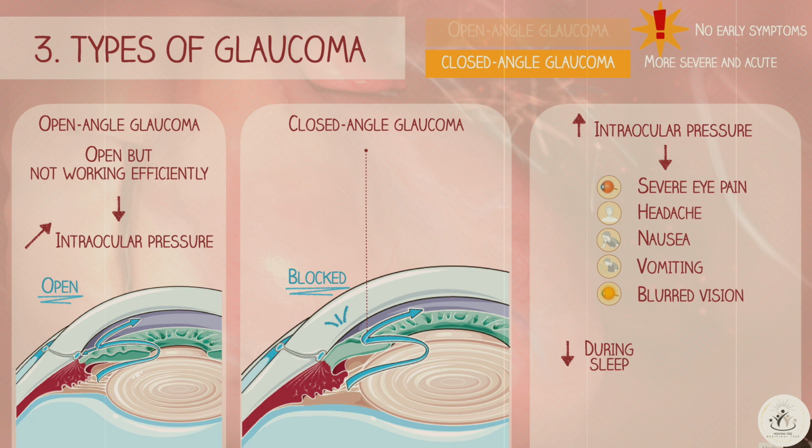Patients may have a history of similar attacks that were alleviated by sleeping. This is because, during sleep, the pupil constricts, potentially relieving the blockage by removing the peripheral iris from the drainage angle. Another common symptom is seeing halos, which is especially noticeable at night.